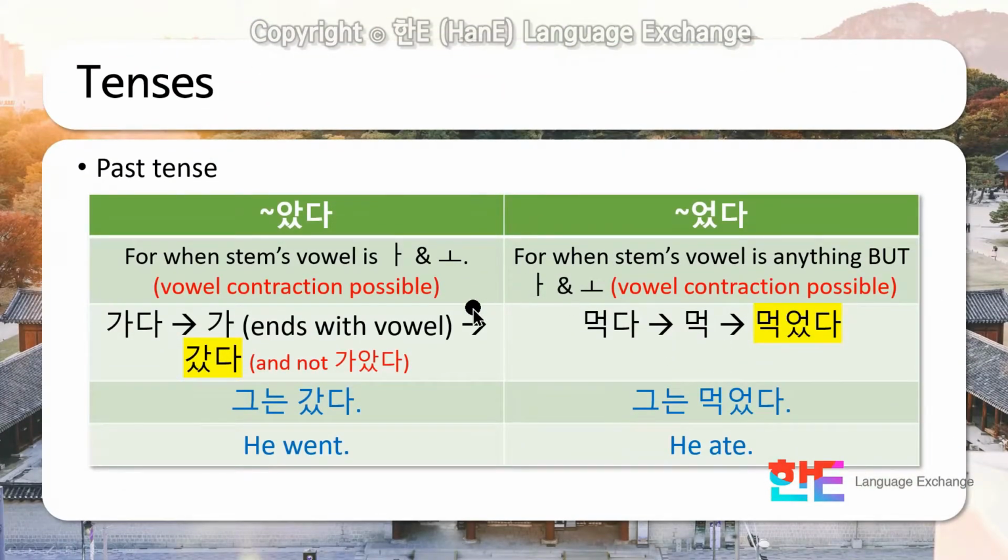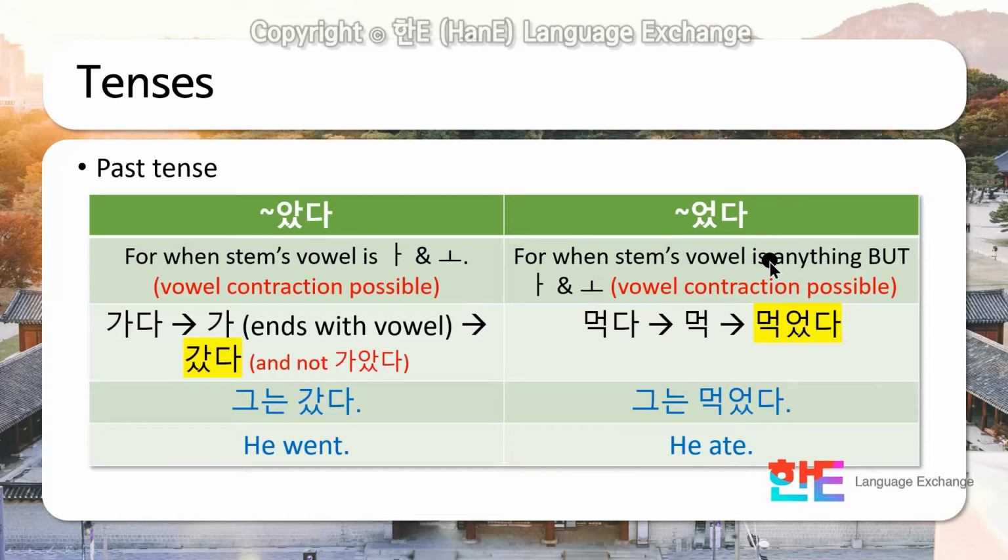For the past tense, it gets a little confusing, again, because we have vowel contraction that may come into play. But basically, we take the stem's vowel, and when it's either one of these two, again, we add the 았다. And because for this example we already have a case where it ends with the vowel in question, for example, 가다, 보다, 자다, all those end with one of these two vowels, we're going to combine them together. We get the merged vowel, and that gives us 갔다 as its final form, not 가았다.